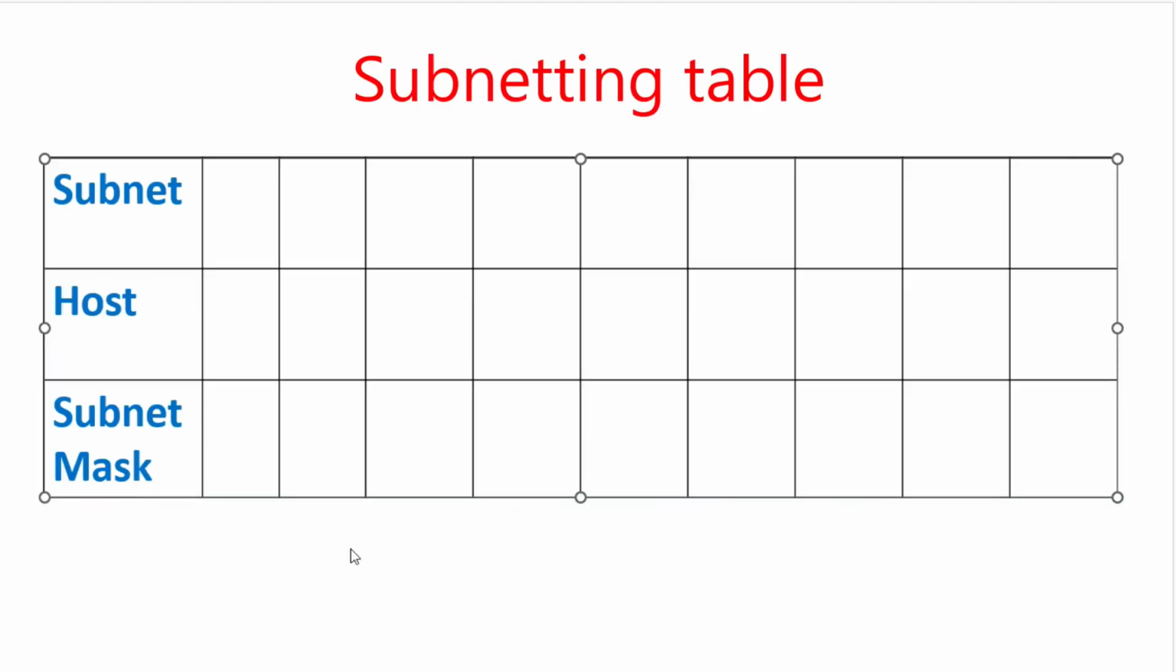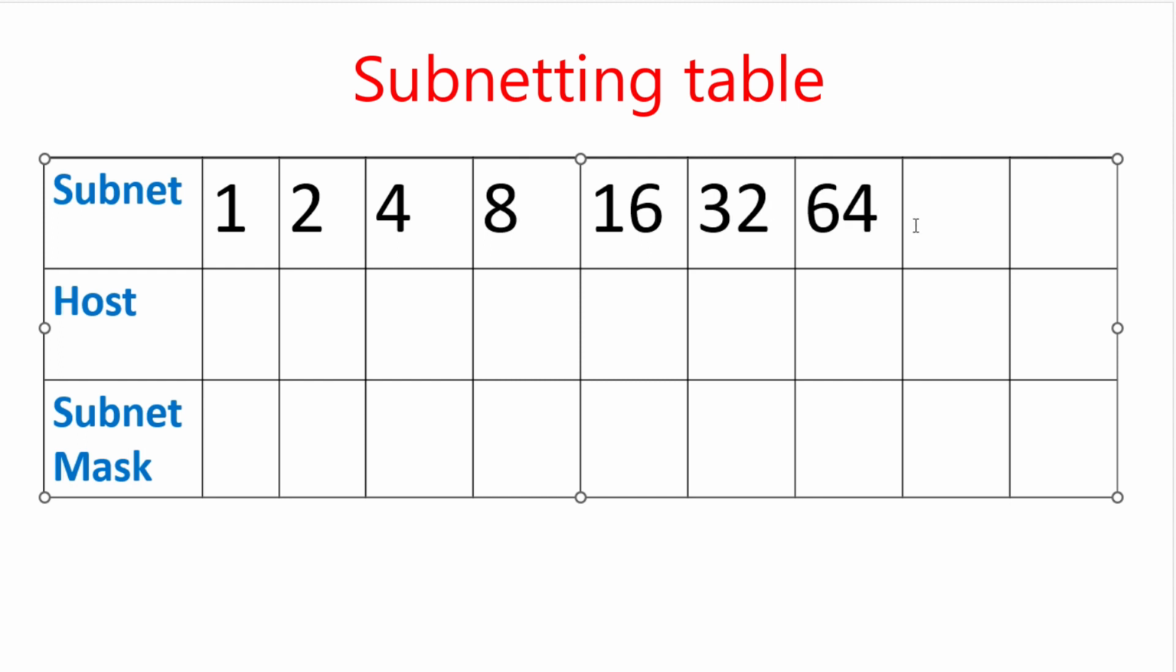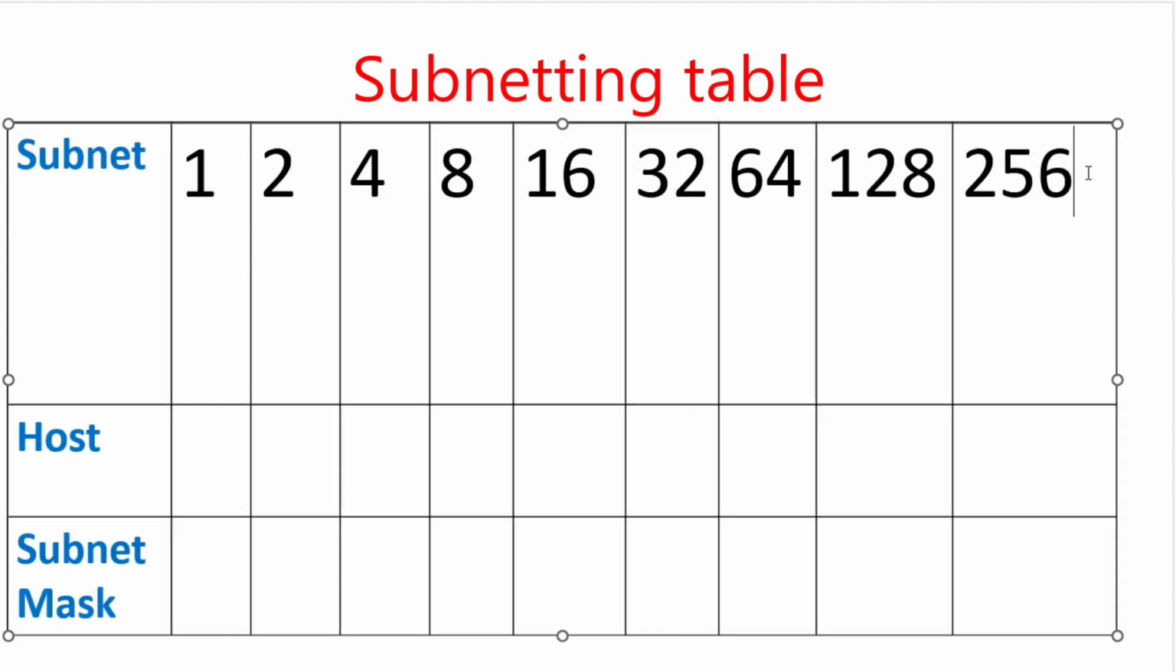Now first step, let us build a table. This table is the most critical because once we build it, we can easily solve most subnetting questions. This table has 3 rows with 9 numbers. First row has subnet, second row has host, and third row has subnet mask. The first row is subnet with 9 numbers. We will start with 1, 2, 4, 8, 16, 32, 64, 128, and 256.